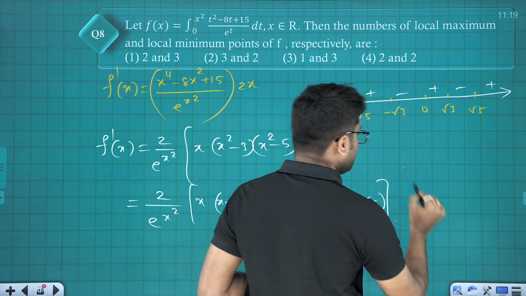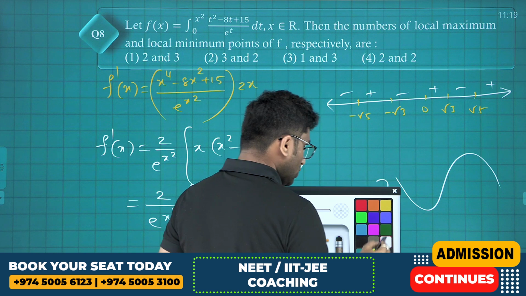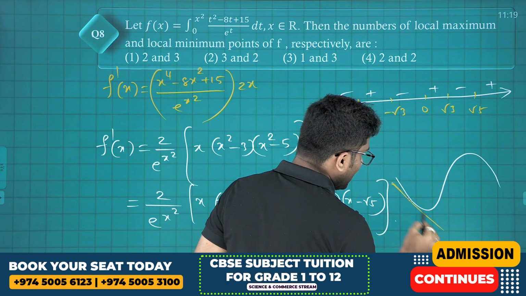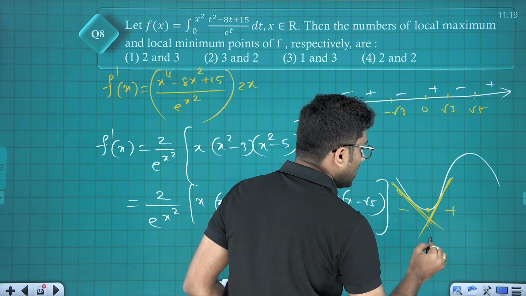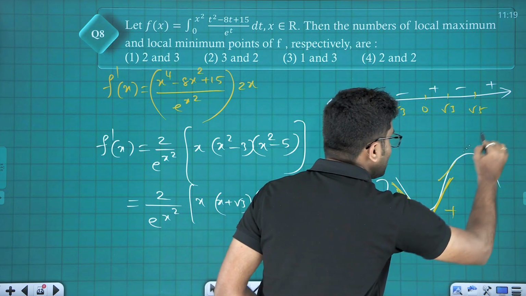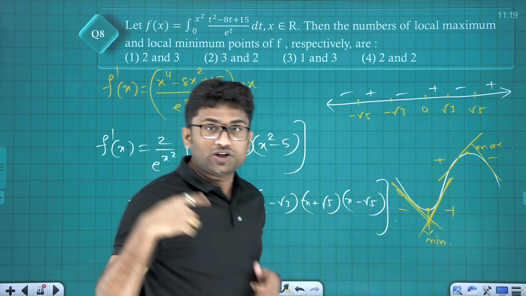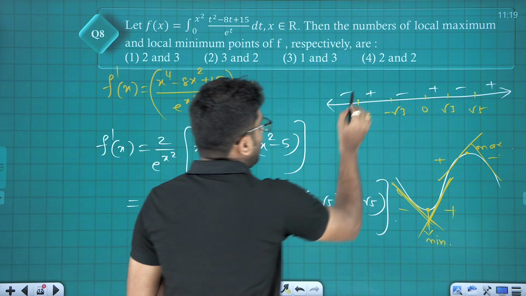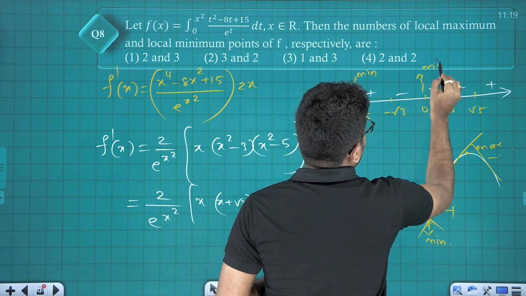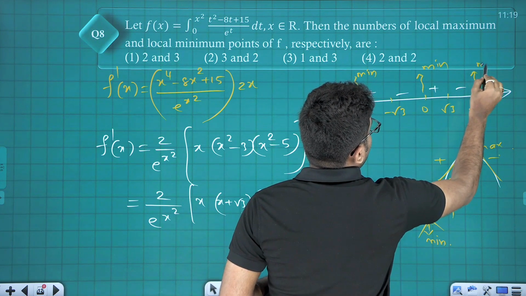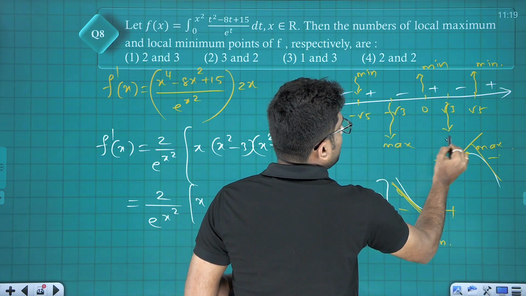We know, see friends, look here, if f dash x changes from negative to positive, this is a point of minima. And if f dash x changes sign from positive to negative, it is maxima. Positive to negative is maxima, negative to positive is minima. So this will be minima, this will be maxima, and this will also be maxima.